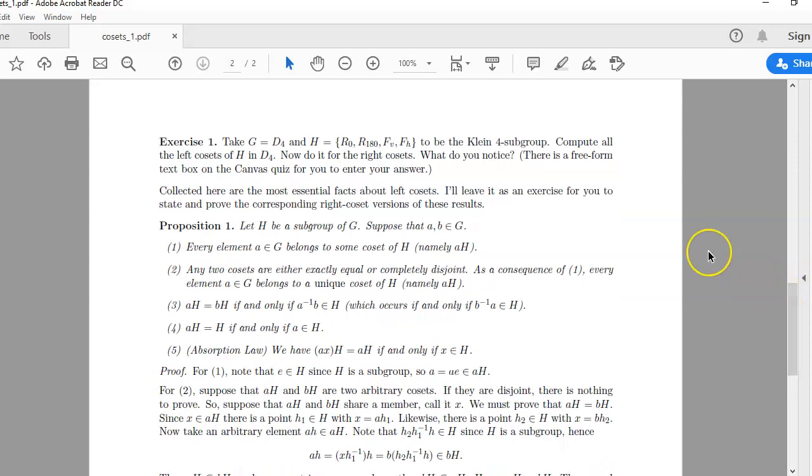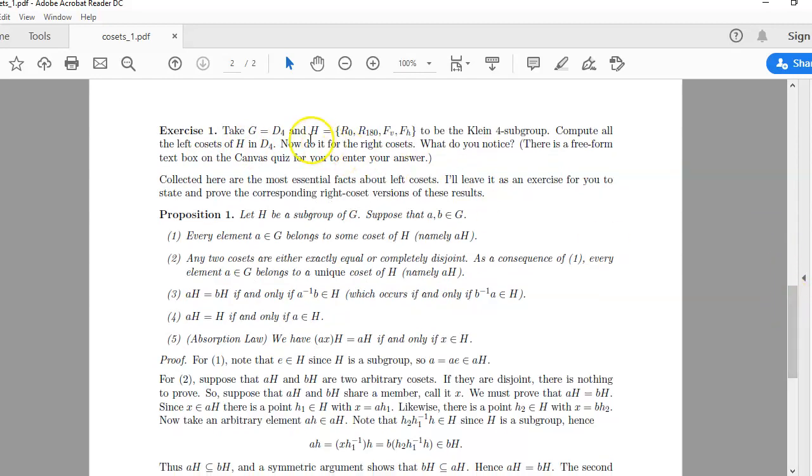Your first exercise is to redo this whole story where the mother group is D4, and the subgroup is instead the Klein 4 group. So the subgroup containing R0, R180, FV, FH. Compute all the left cosets of H in D4, write them all out. Do it all over again, start over, compute the right cosets for H in D4. What do you notice? Okay, now there is an associated Canvas quiz that's linked to this handout that has only one question in it because there's only one exercise in this handout.